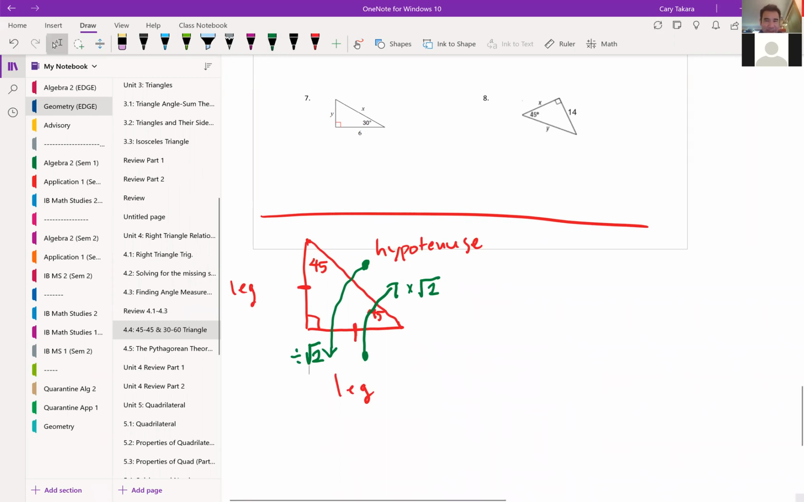Now the other one, which is the 30-60 right triangle, that one has a little bit more to do. So let's draw that.